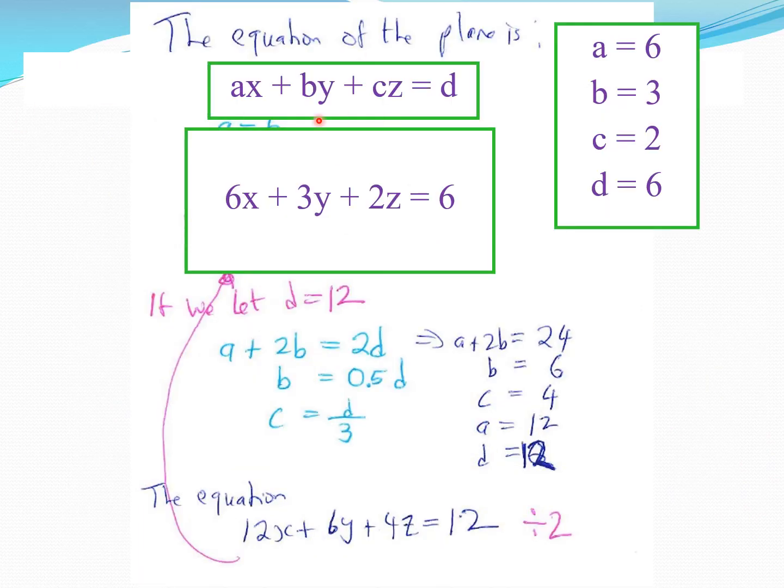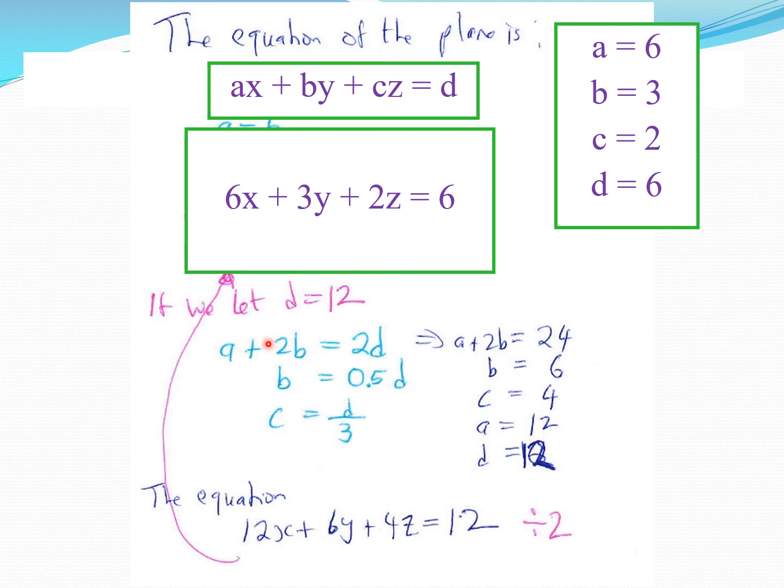So the equation of the plane that we set out to look was ax plus by plus cz equals d, and carrying forward our values a, b, c, and d. The equation of the plane is now 6x plus 3y plus 3z equals 6. That's the equation of the plane.